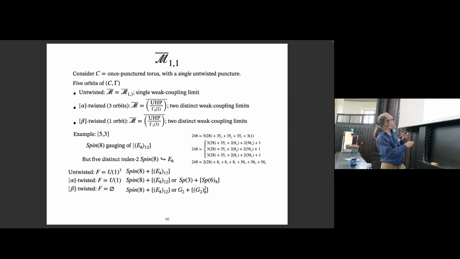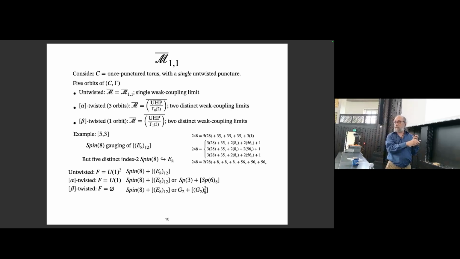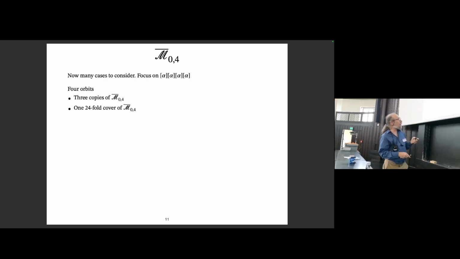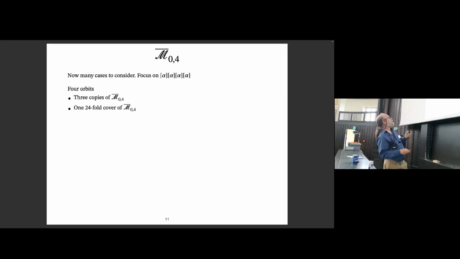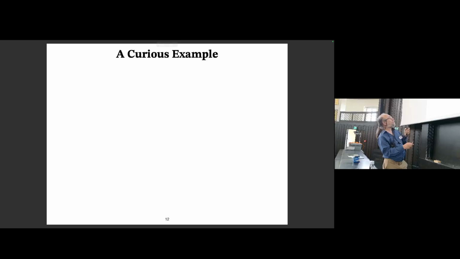In this sector, we get a U1 flavor symmetry, but there are 3 different such theories and 2 distinct weak degenerations of the torus, which give 2 distinct weak coupling presentations. And in the beta-twisted sector, there's no continuous flavor symmetry. And again, there are two distinct limits. For M04 bar, there are 4 orbits: 3 copies of the trivial thing, and one 24-fold cover of M04 bar.